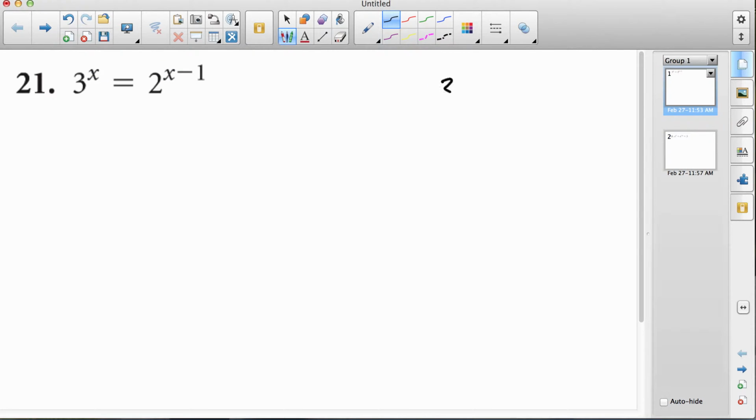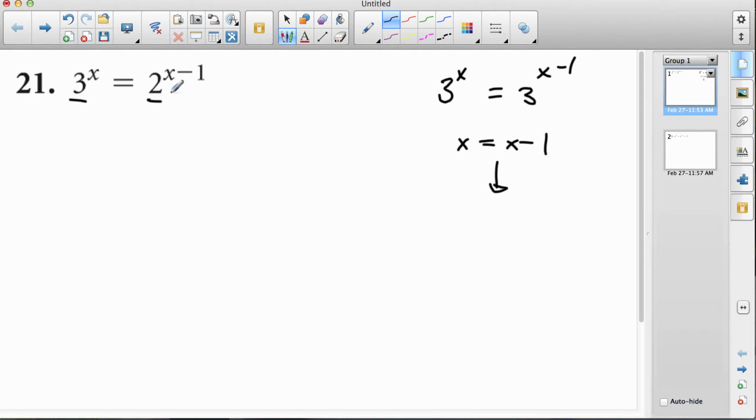If this question would have been 3 to the x equals 3 to the x minus 1, maybe you can solve that one, but you'd have common bases. Then you could just say x is equal to x minus 1, and I think there'd be no solution for that. But in that case you can use common bases, but in this question the bases are different, so you can't use that.